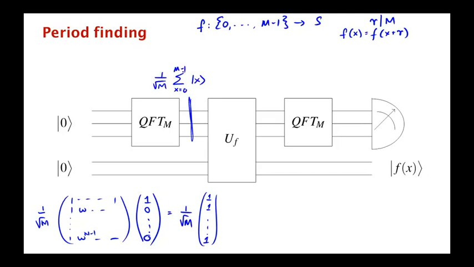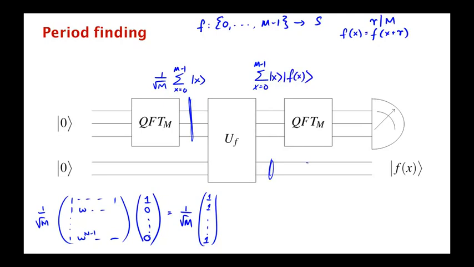Okay, so now when we apply our circuit for computing f to this superposition, of course what we get is sum over all x equal to 0 to m minus 1, where this register is in the state x and this answer register is in the state f of x. Okay. So these two get entangled with each other now.